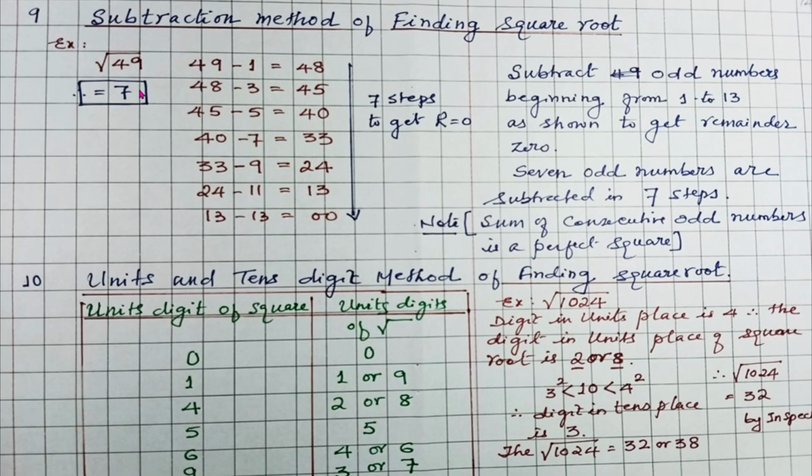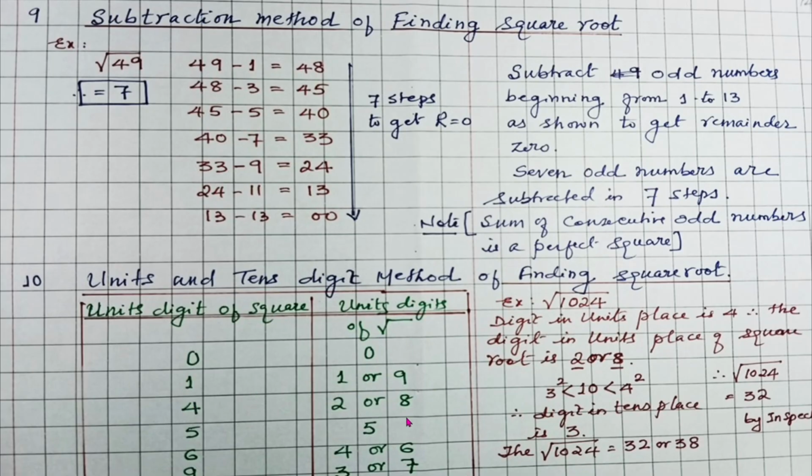So please remember that. Now the next very important method is the units and tens digit method. If the unit digit of a square number is 0, then the square root will have 0 in the units place. If the digit in the units place is 1, then the units digit in the square root will be 1 or 9.